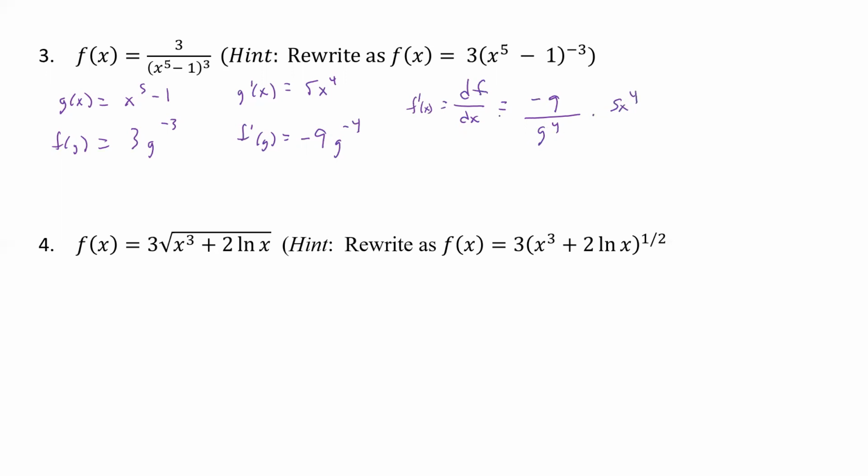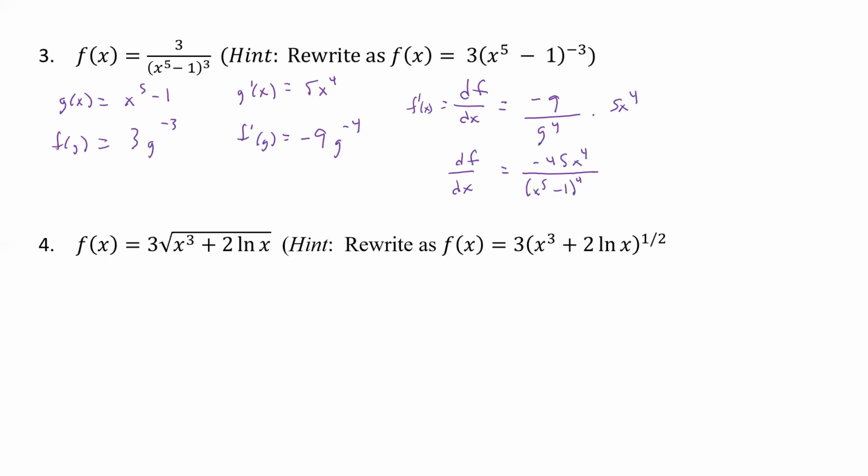Now this g, I need x. So I need to replace the g with this. And so that's going to give me, well, let's go ahead and multiply that top. Negative 9 times 5 is negative 45x to the 4th over, and now I have x to the 5th minus 1 to the 4th power. Okay, and so that would be my final derivative. So that would be my df dx.